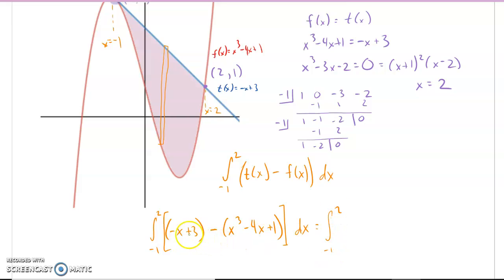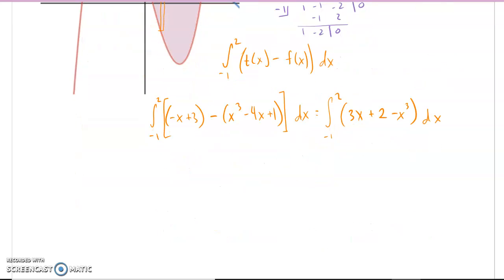We've got negative x minus negative 4x, which is 3x. We've got 3 minus 1, which is 2. And we've got a negative x cubed. You should recognize that cubic. That's the same cubic we set equal to 0 earlier to solve for the zeros. If we were to graph this, we would have a cubic whose x-intercepts were at negative 1 and 2. That's worth thinking about. Anyway, that's going to be a little bit easier to deal with here.